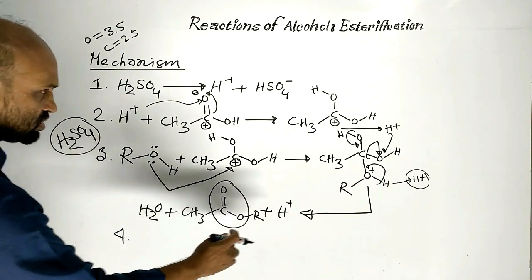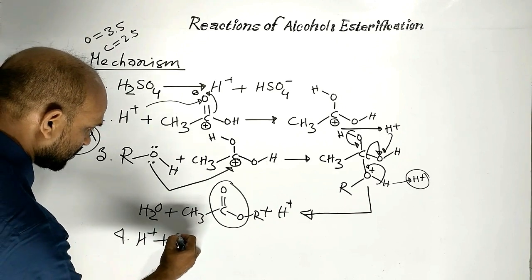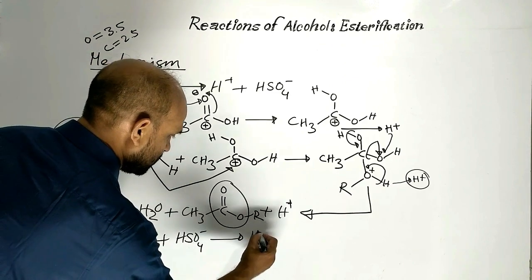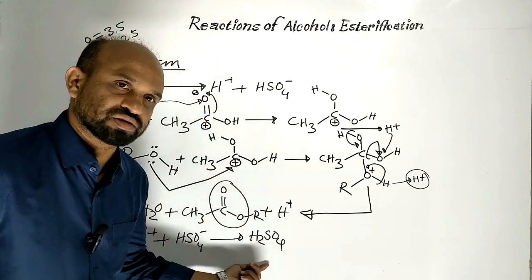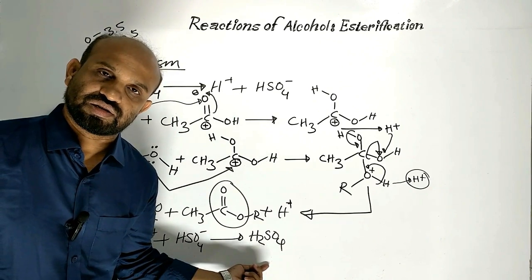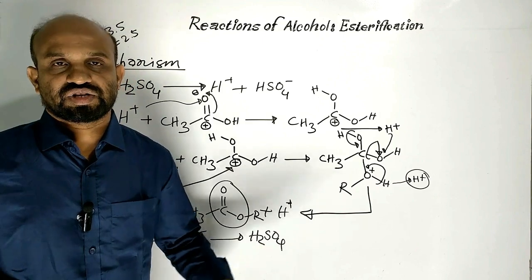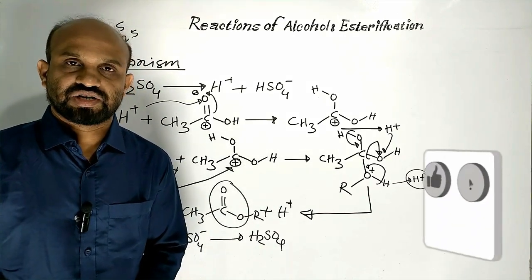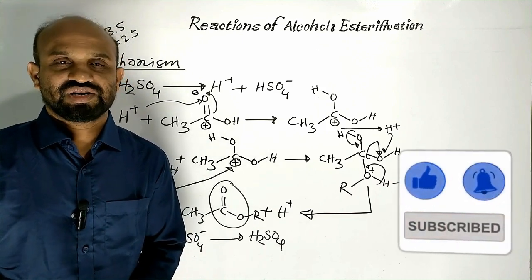Number 4, this proton combines with bisulfate ion to form sulfuric acid that acts as catalyst in the reaction. That is why it remains unchanged after the reaction. This is the mechanism of esterification. This is all about reactions of alcohol esterification.